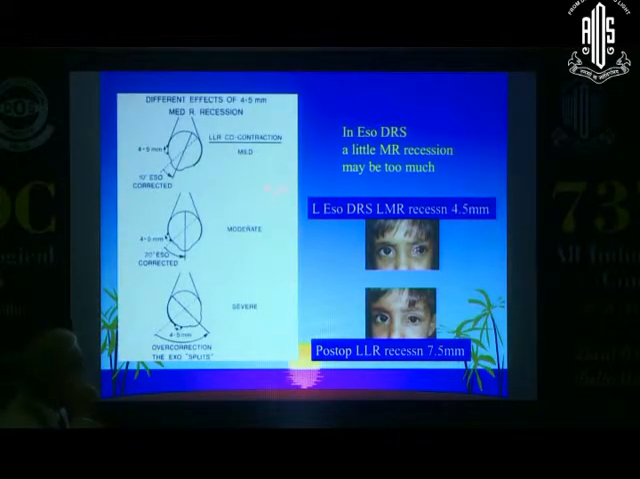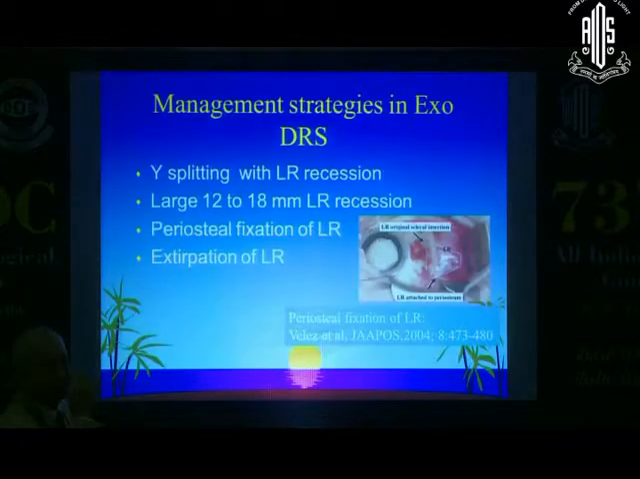So in ESO-DRS, a little MR recession may be too much, so be aware of this. And sometimes if you do a little more, like 0.5 more than what we thought would be required, that causes, next day, this synergistic divergence that we'll get. And so we have to do an LR recession again and correct it.